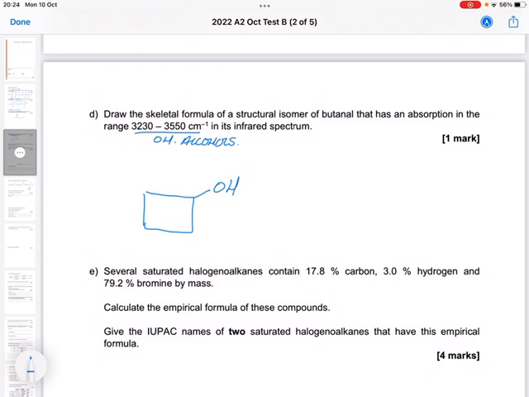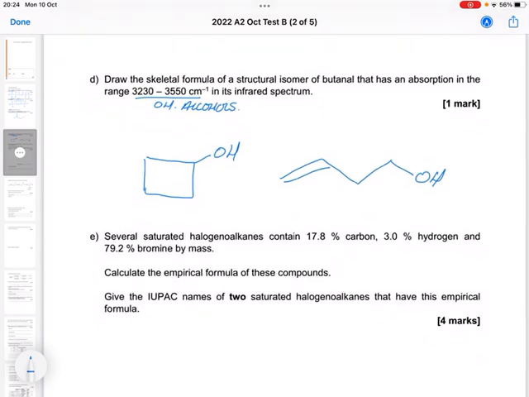So you could put a double bond in, for example. So 1, 2, 3, 4, and then there's my OH on there, and I can have a double bond anywhere along here. So I could have this. There's quite a few different ones that you could have.